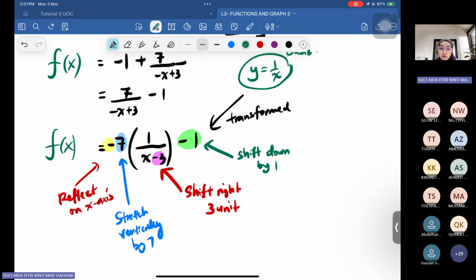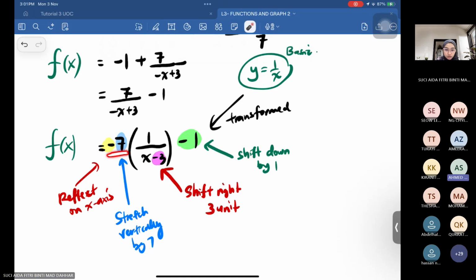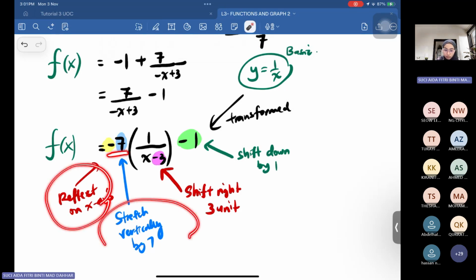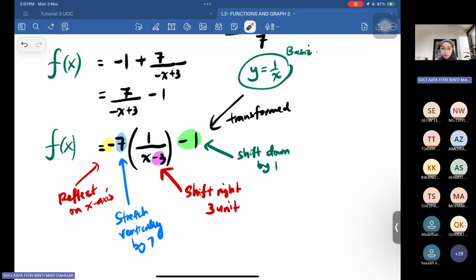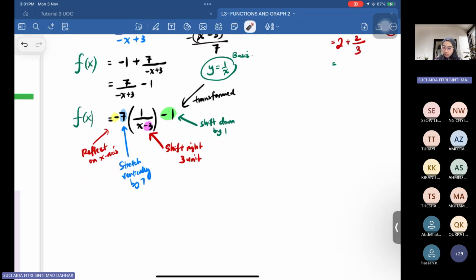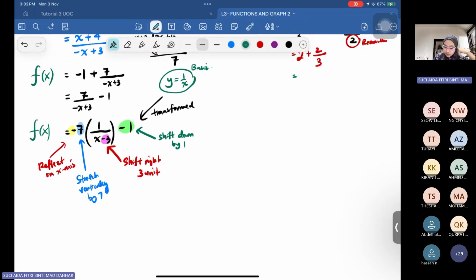Now, since there are 4 of them, the order of the transformations is important. Which one should you prioritize first? Out of these 4, which should be done first? These 2: the reflection and the stretching must be done first before you shift, just like in BODMAS, where we prioritize multiplication and division before addition and subtraction. Okay, let's do the graph together from the basic 1 over x.